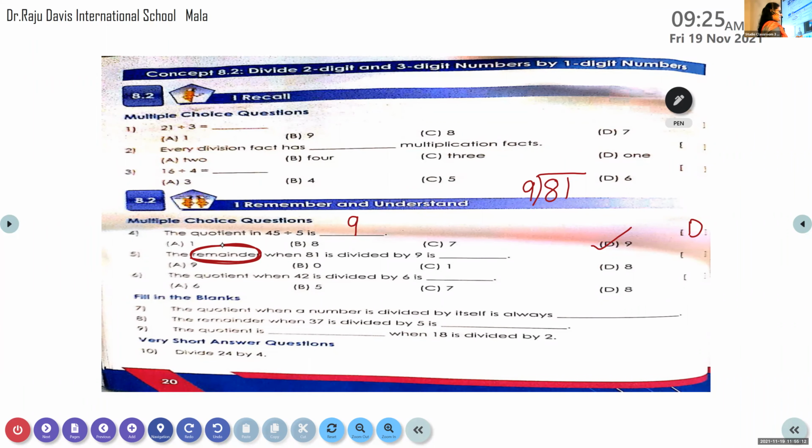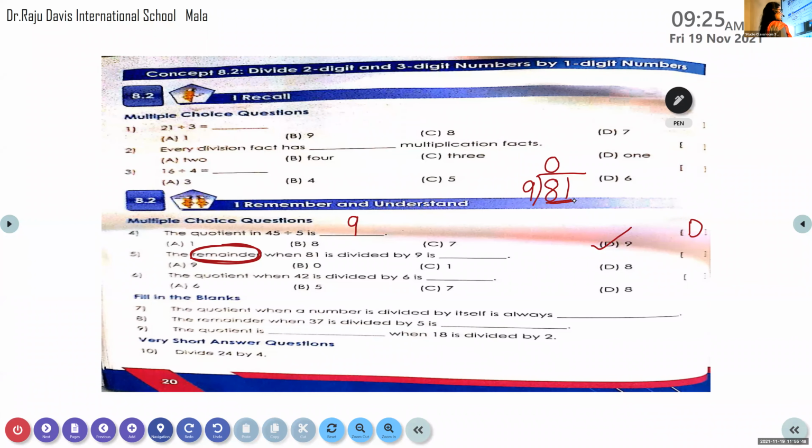First, compare 9 and 8. 9's table starts with 9. 8 is smaller, isn't it? So what is to be done? 9 into 8? No. Put 0 on the top of it. Put 0 and take two numbers together and check whether 81 is there in the table of 9. Yes, it is there in the table of 9.